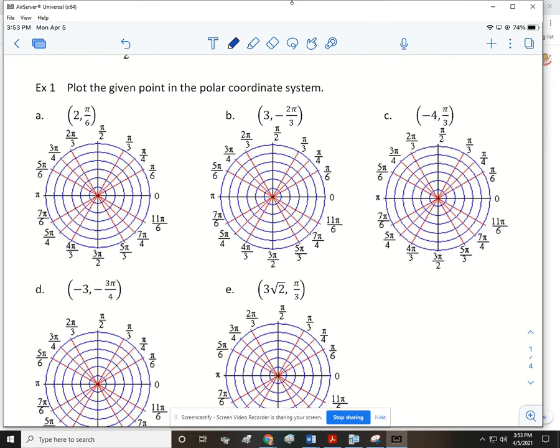And so the first one, the coordinates are 2 and pi over 6. And so 2 tells us how many circles to move out from the pole. All right, so I'm going to start at the middle. I'm going to move out 2 circles. And then theta tells us the angle to rotate to. And so 2 circles out, we rotate to the angle pi over 6. So that would be our point.